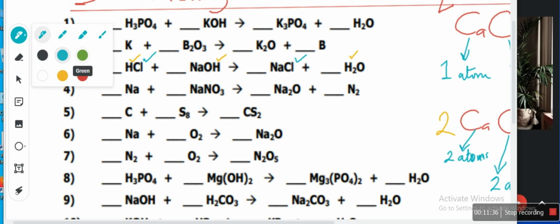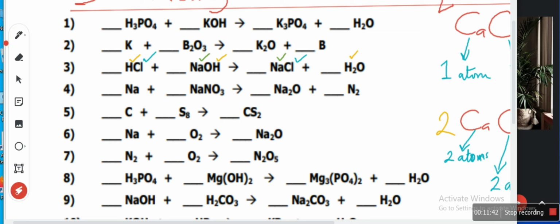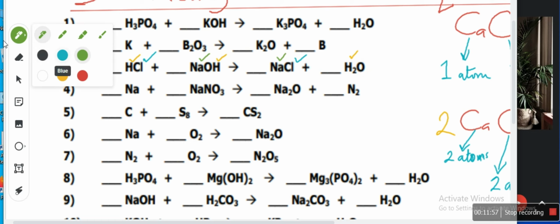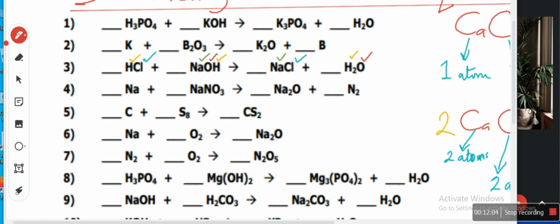I can mark sodium with a green marker. Finally, oxygen. How many atoms do we have for oxygen on the reactant side? 1. How many atoms do we have for oxygen on the product side? Also 1. So oxygen is also balanced. Let me mark oxygen with red. So oxygen is balanced.